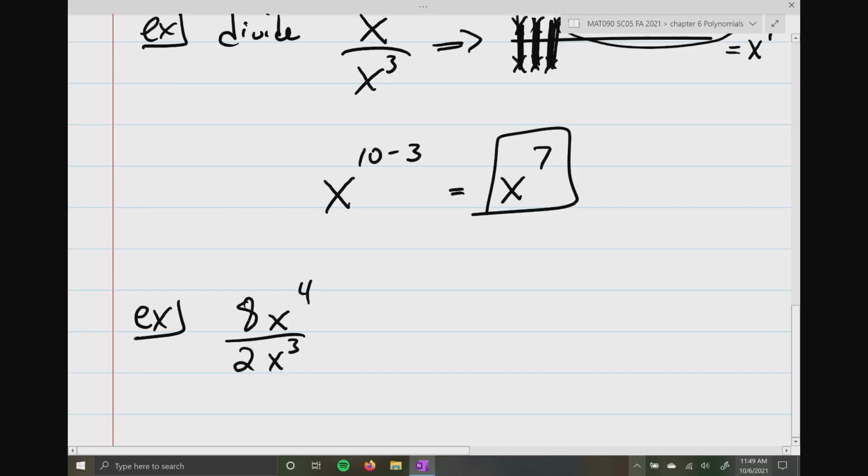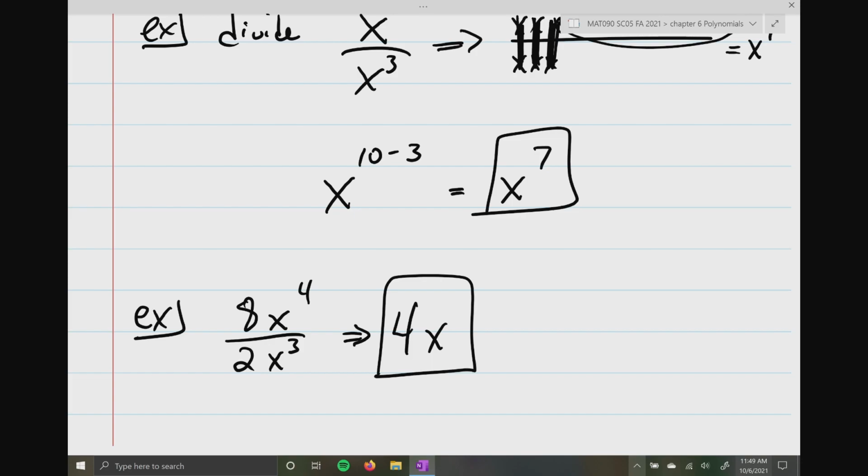Notice here, I'm giving you coefficients out front, but we should know how to deal with them. What's 8 divided by 2? 4. Now, x to the 4th divided by x to the 3rd. Subtract the exponents. 4 minus 3 is 1. Are there any questions so far?